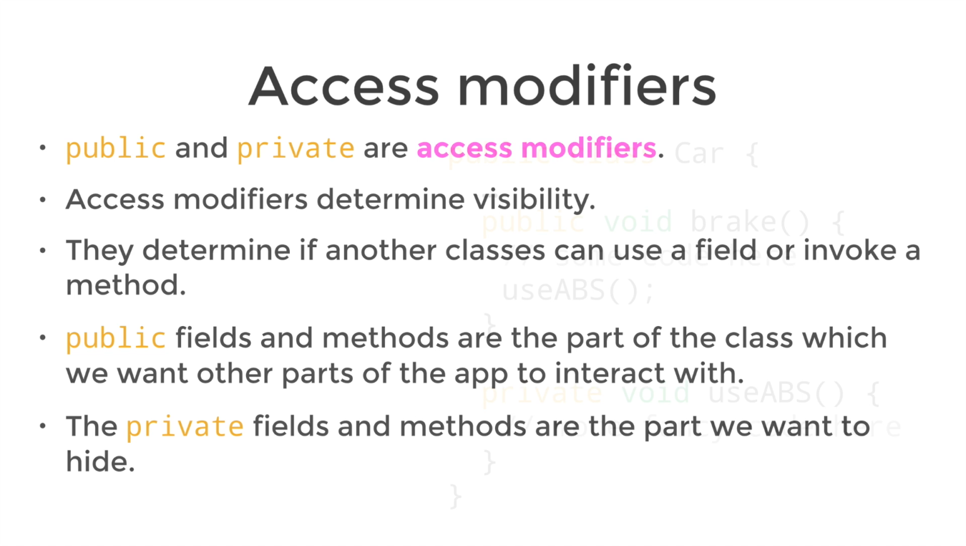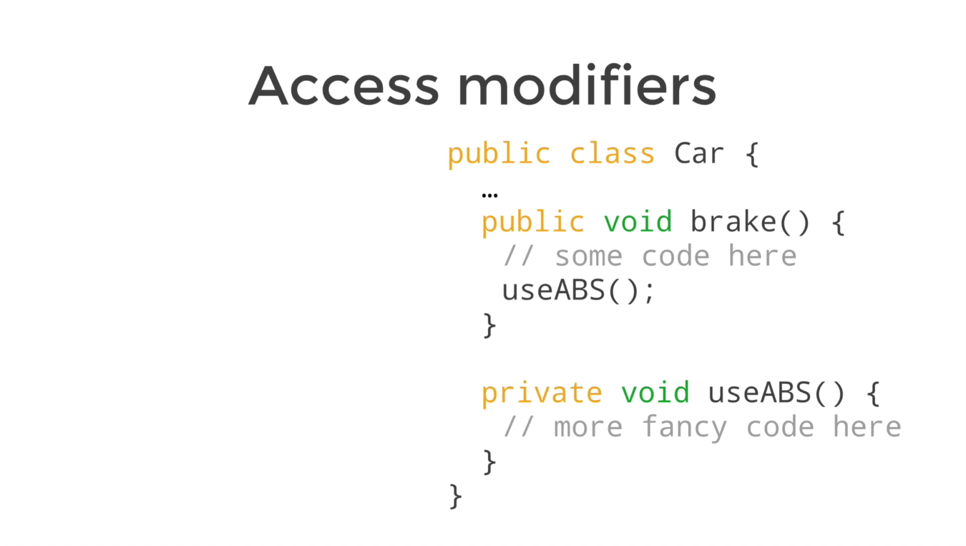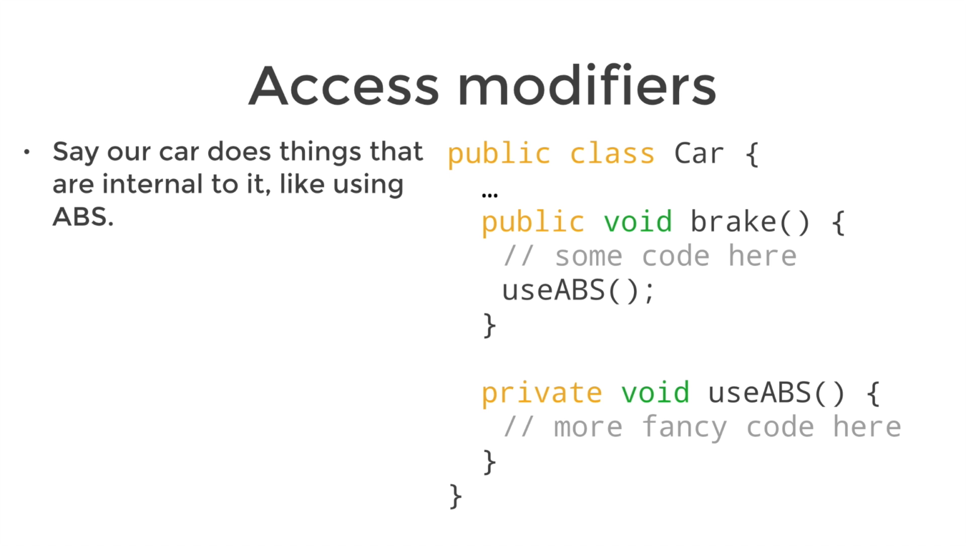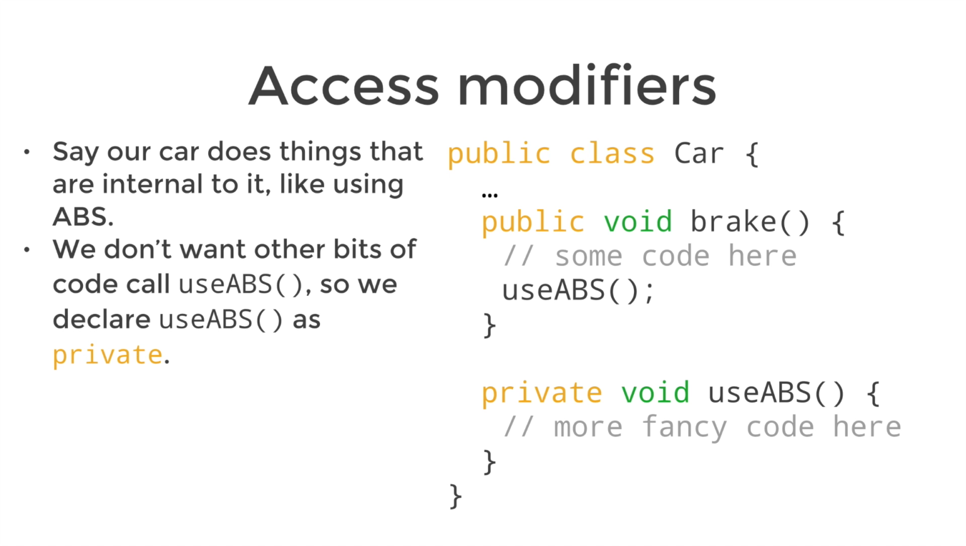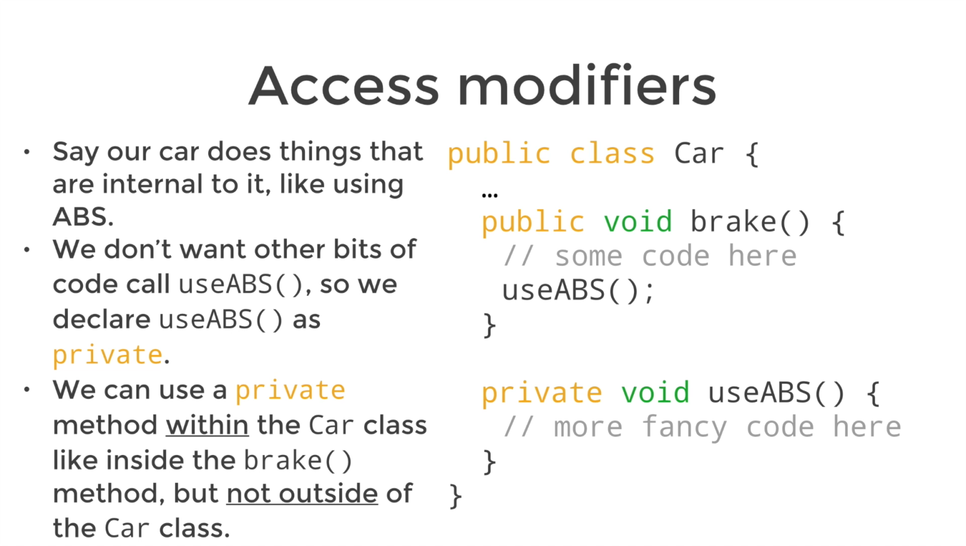Suppose we've got another method in our car class, and that method is called useABS, but useABS is declared private. Now we can use it inside the car class because it's internal to it, and we can call it in the break method. So the break method can call useABS, but we can't call useABS outside of the car class.